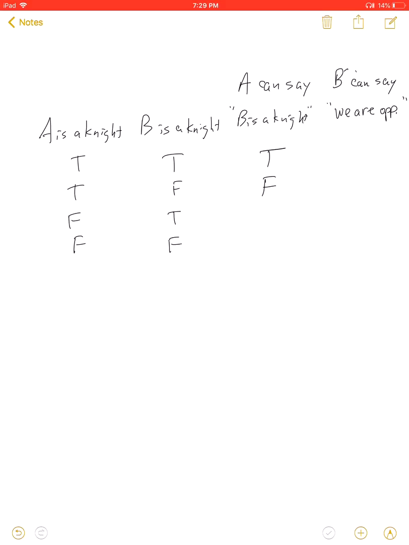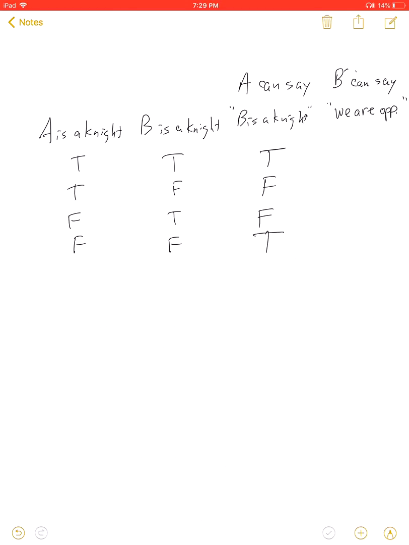In the third line, A is a knave and B is a knight. A can't say that B is a knight because that would be a knave telling the truth, and so that's false. And the bottom line, if they're both knaves, can A say that B is a knight? Yes, because B is not a knight, and A being a knave will lie about it, so yes. All right, so there's two possible answers. They're both knights or both knaves.